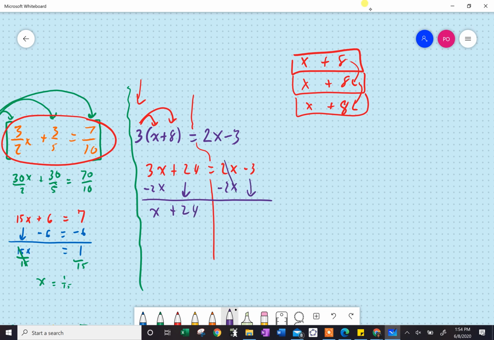That turns to 0, and I have a negative 3. I'm now going to move my constants to the other side, and now I have x equals a negative 27. And that is it.